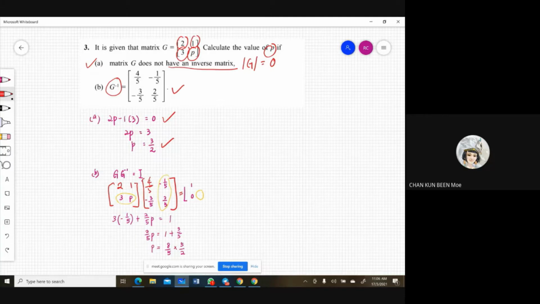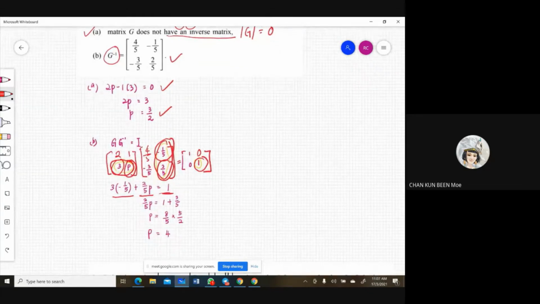Okay, never mind. So I took this part over here, 3p, and this part. It's up to you which part you want to take, so that you can make it equal to the answer that you want later on. So the identity matrix, which is 1 0 0 1, like this. Okay, I'm going to make the equation 3 times negative 1 over 5 plus p times 2 over 5 is 2 over 5p is equal to 1. So you make the equation like this. So we will have 2 over 5p equal to 1 plus, this one becomes plus 3 over 5. Okay, you do the calculation, so you will get p is equal to 4.